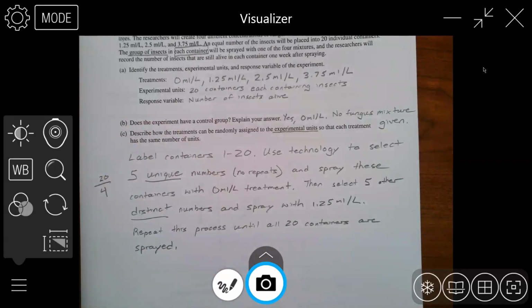And then that's it. You don't have to talk about comparison because it says describe how treatments are assigned. That's it. It does not say describe an experiment. So if you keep talking about, okay, now we're going to collect the data, analyze in a histogram or anything like that, you're just wasting time. So be sure you read the question. It doesn't say design an experiment, right? Just the treatment groups. That's it. We're done.